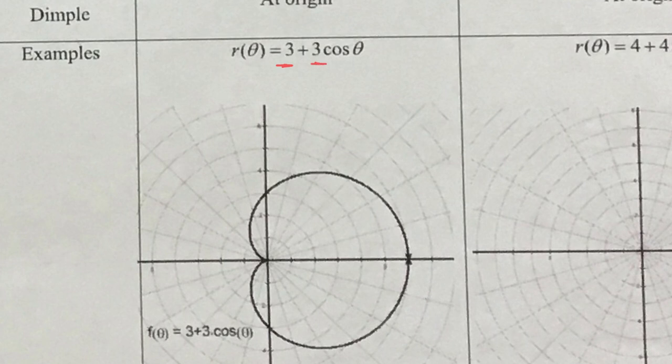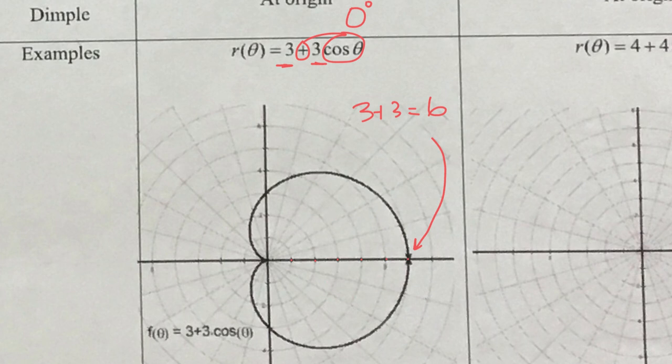Okay, 3 plus 3 equals 6, which is why this is 1, 2, 3, 4, 5, 6 units away. It is a positive cosine, so it has a 0-degree pole symmetry. The positive x-axis, that's why it has its majority of its graph over here on the positive side of the x-axis.